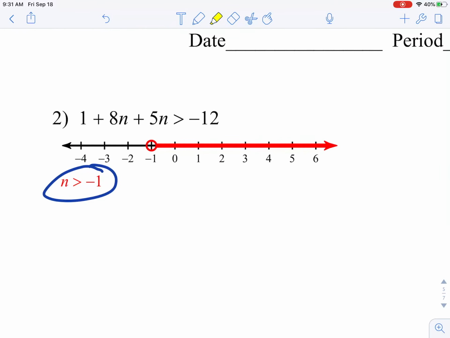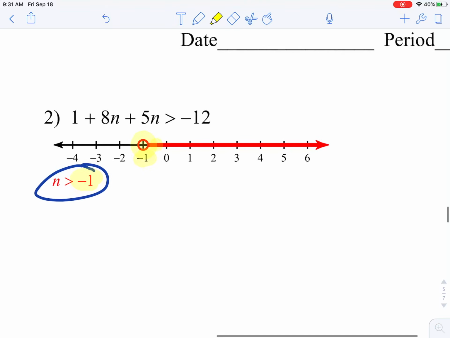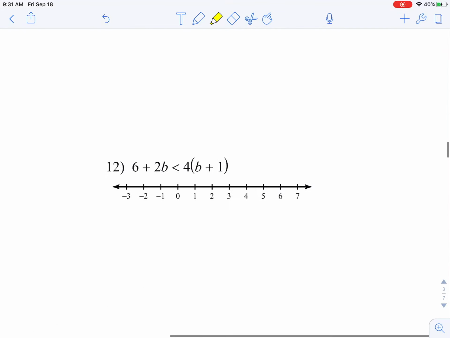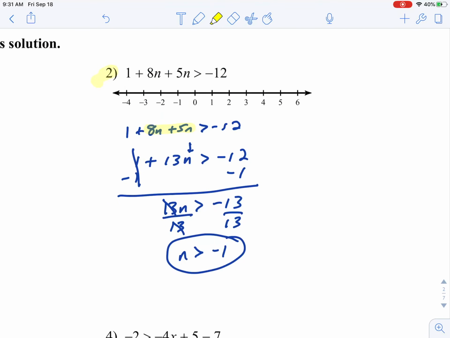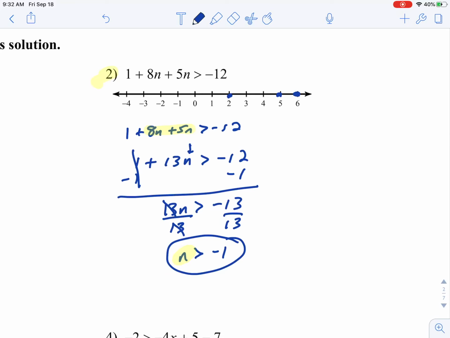Negative 1 from here is right there on the number line, and there's a circle around it. And then the number line itself is shaded to the right. So let's talk about that. If I ask you to think conceptually about numbers n that are greater than negative 1, what are they? Well, 6 is definitely greater than negative 1, so is 5, so is 2, so is 1. 0 is even greater than negative 1. Is negative 1 greater than negative 1? No, it's not. Those two numbers are equal. Negative 1 equals negative 1, but negative 1 is not greater than negative 1.